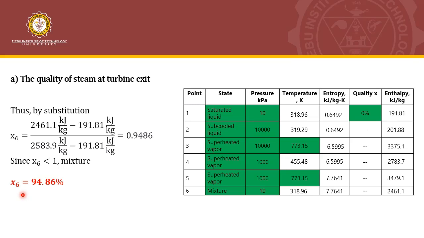94.86%. It means that it has around 5% liquid and the remaining 95%, or 94.86%, is vapor. If you remember, it is a requirement that the quality of the steam leaving the turbine should be greater than 90%. So this is a good design.